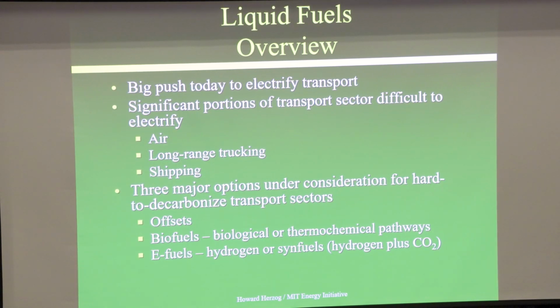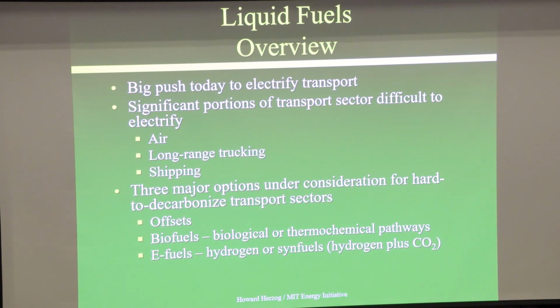One idea is offsets, that we go ahead and still use the hydrocarbon fuels on these modes of transport, especially airlines, but then we offset them with negative emissions, which we'll talk about in the next module after the break. Another is biofuels, where we use basically biomass. Here the CO2 once again starts in the atmosphere, and the biomass captures it, and therefore if we turn that biomass into fuels, we can do it. We can do it biologically or thermochemically.